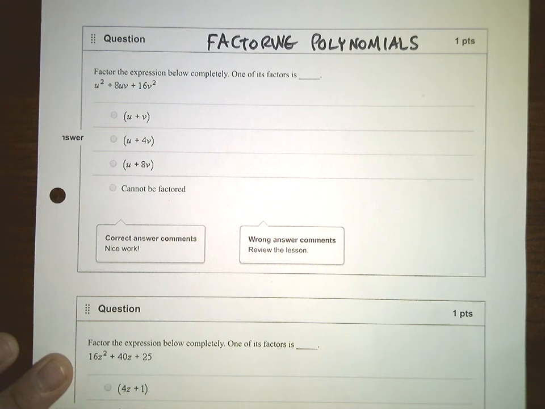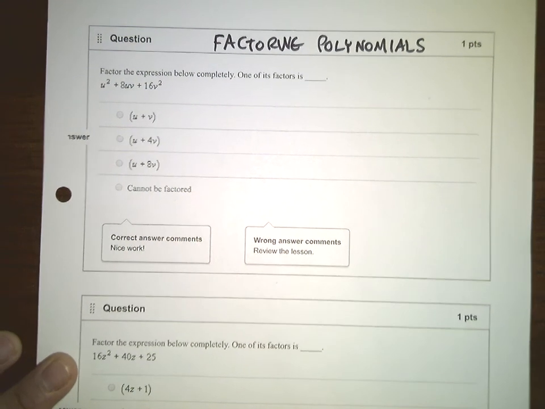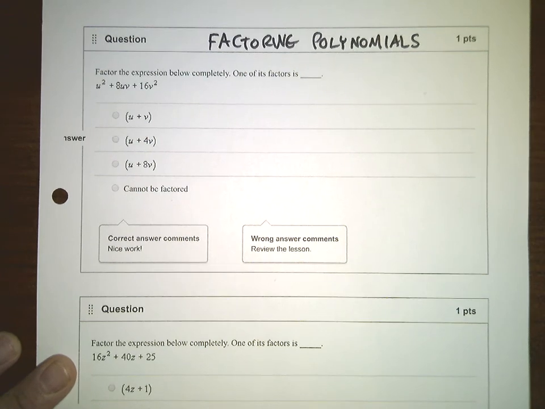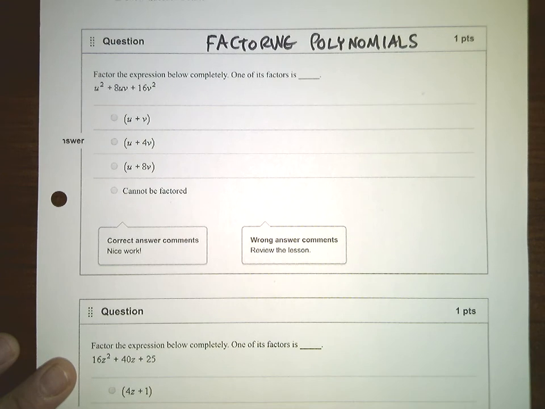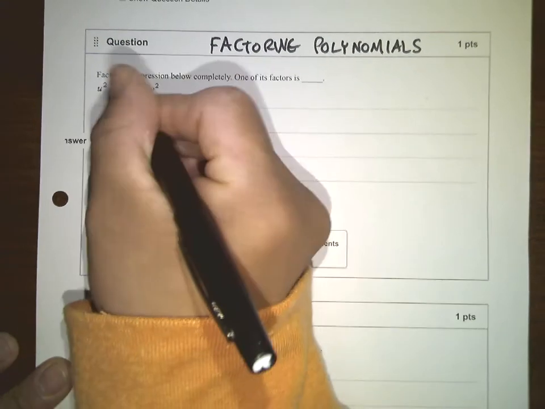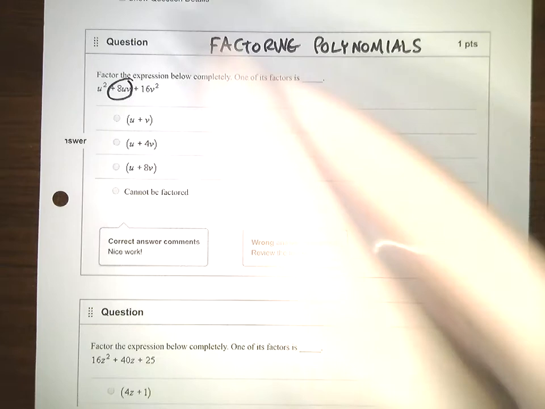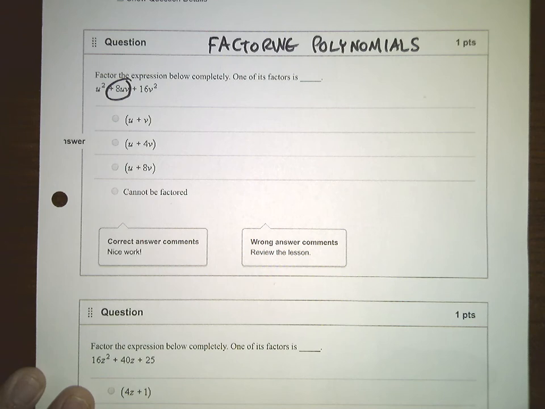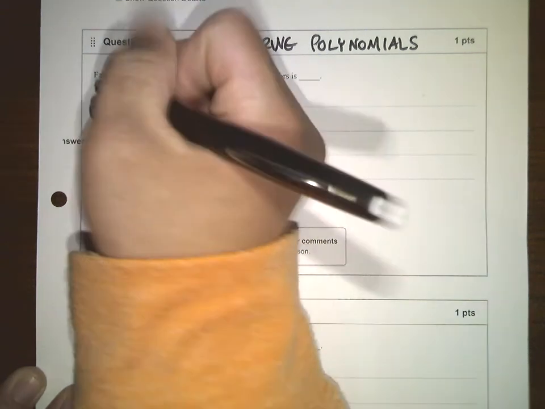What you usually need to do when you're factoring polynomials with three terms is figure out how to break up this middle term so that it's two terms, so that there will be four terms total, so then you can use factoring by grouping.